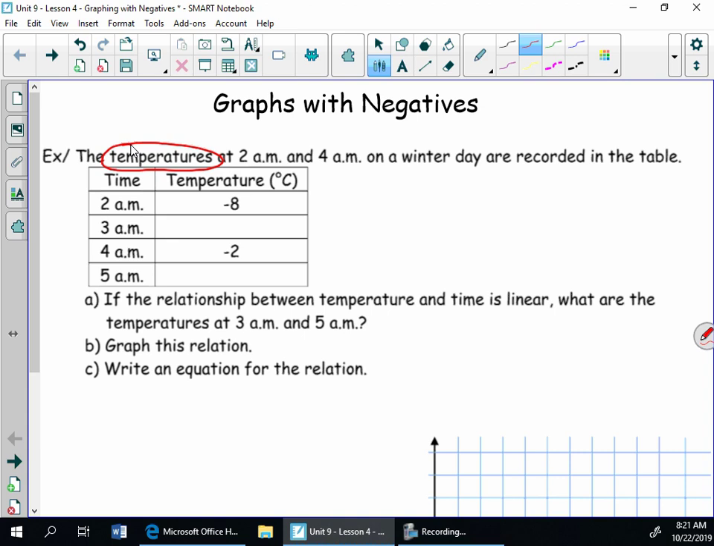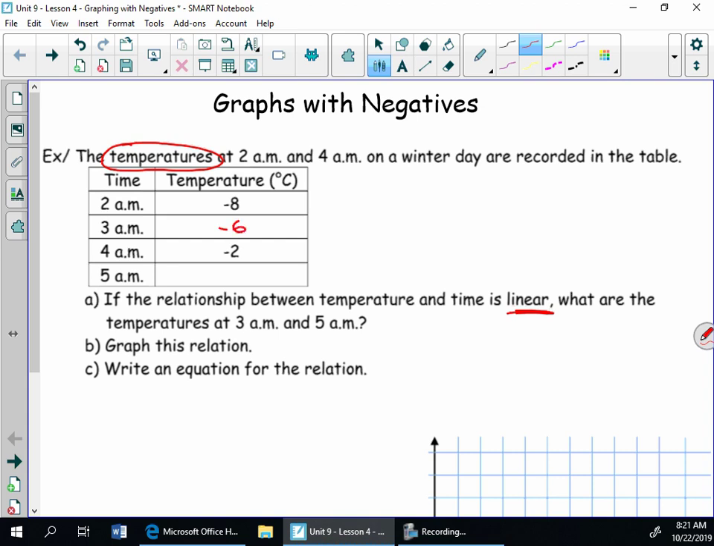Let's take a look at this example. The temperatures at 2 a.m. and 4 a.m. on a winter day are recorded in the table below. Okay, so they give us 2, they skip 3, and they give us 4 again, and we're missing 5. If the relationship between temperature and time is linear, so it's following a pattern, what are the temperatures at 3 a.m. and 5 a.m.? So I have to, in a way, kind of guess, but I have to make sure that it follows a pattern.